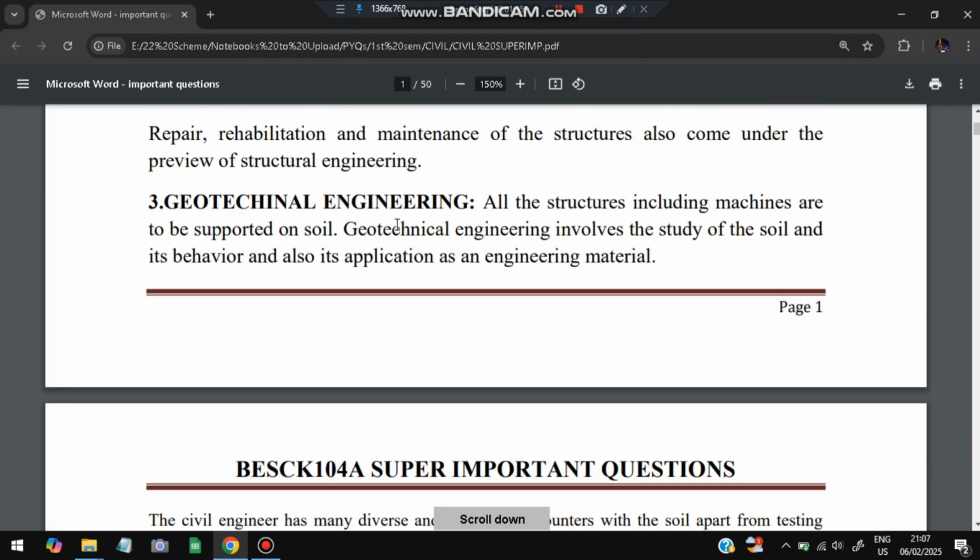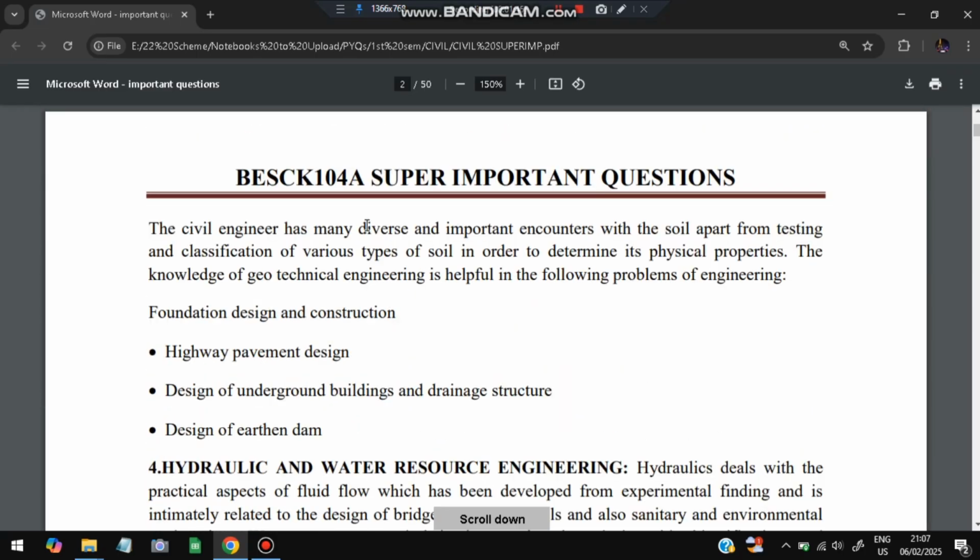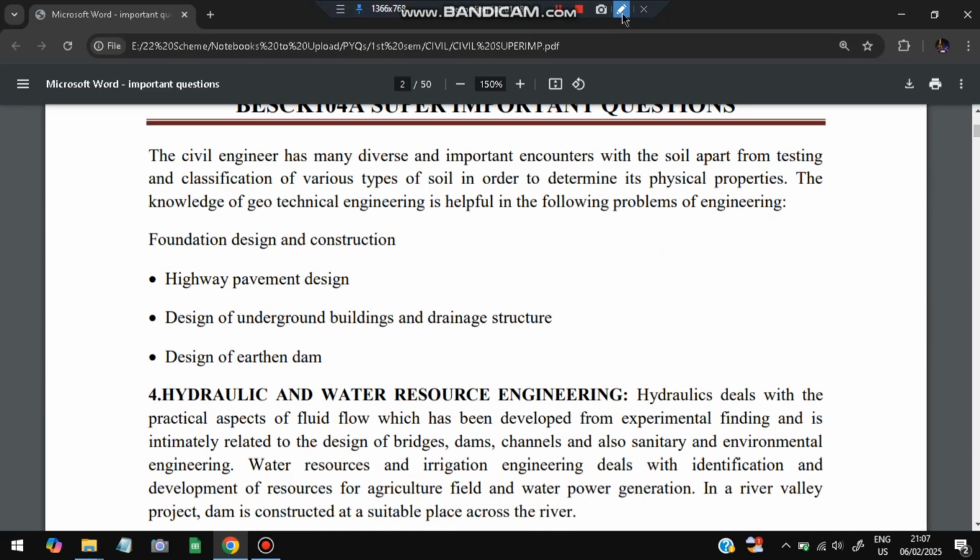The third is geotechnical engineering. This is related to the soil and geography of the place. How good is the soil, can it hold moisture, and what happens when an earthquake comes, all those things will be studied here. So the foundation and construction of highways, pavement design, underground buildings and earthen dams, for all of this geotechnical engineering is very much needed.